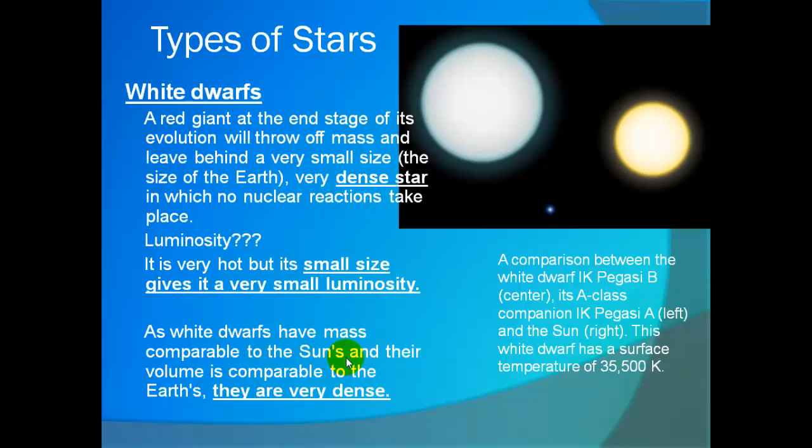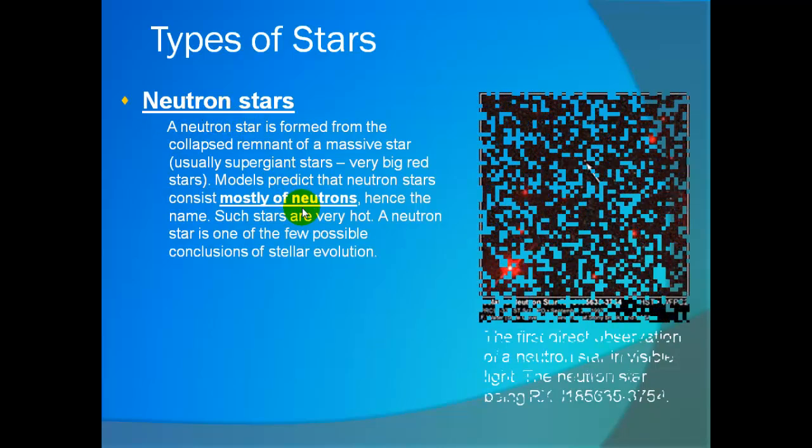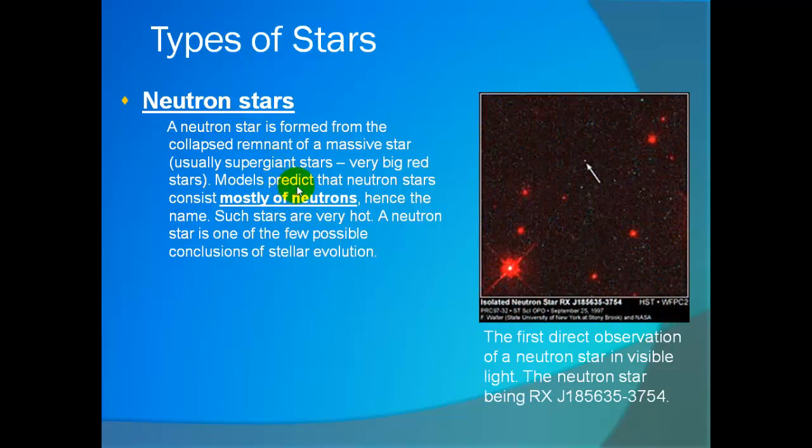White dwarfs might have masses comparable to the Sun's, but their volume is much smaller, even as small as that of the Earth, which means they're very dense, but because they're very small, they're not very bright. Other types of stars, neutron stars. These are not, strictly speaking, stars, but they radiate a lot of energy, and they're mostly made of neutrons. It's basically what's left after a very massive star, and it's very, very hot and is able to radiate, but it's also very small and very dim.